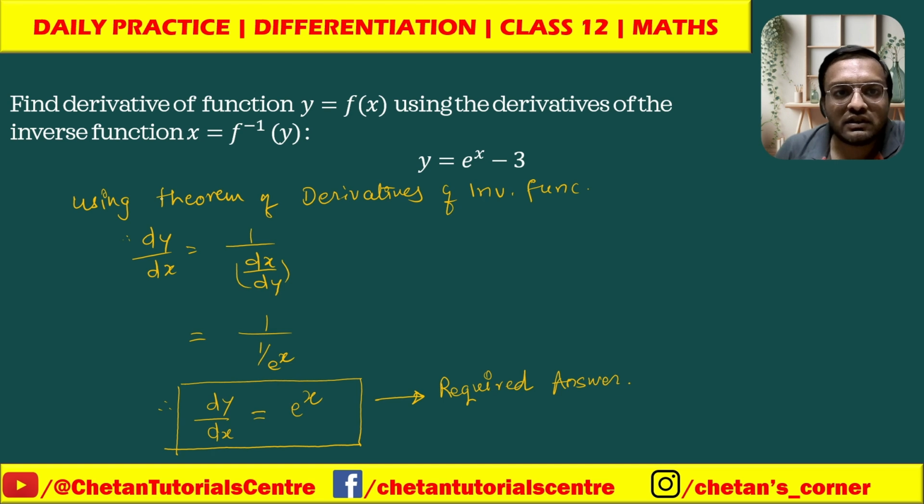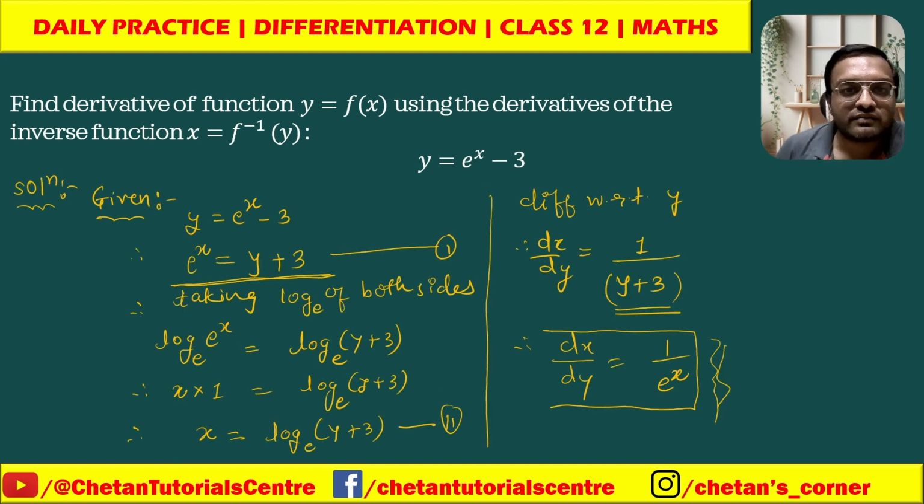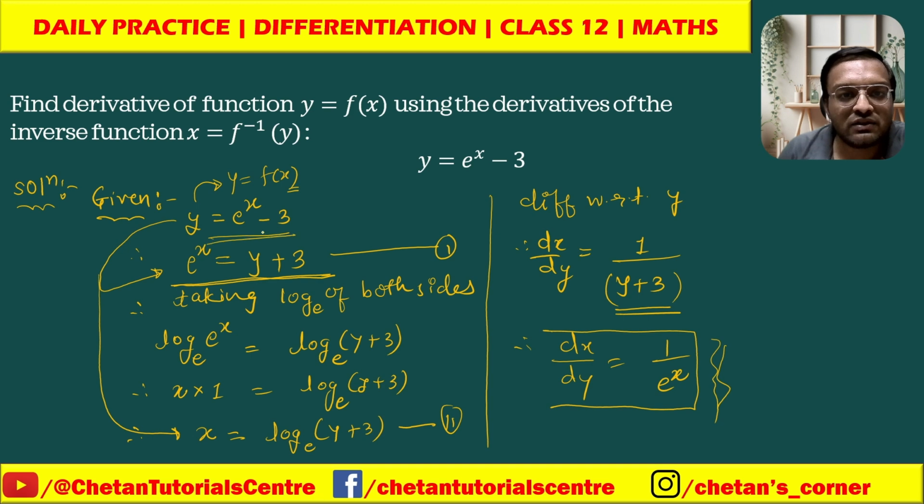So in this way, we solve this type of question. First, we write the function y is equal to f of x. Now this function is in terms of x. Then we convert this into its inverse function. X is equal to log of y plus 3 to the base e, which is the inverse function of this given function y is equal to e raised to x minus 3.